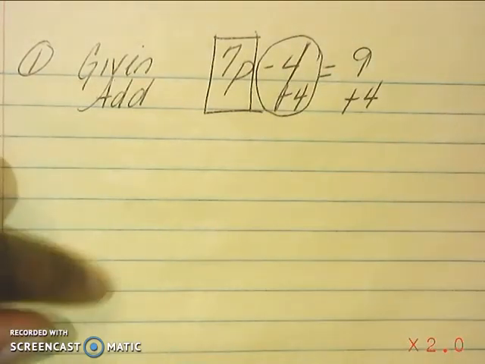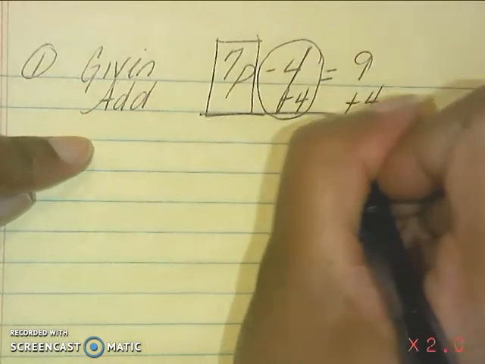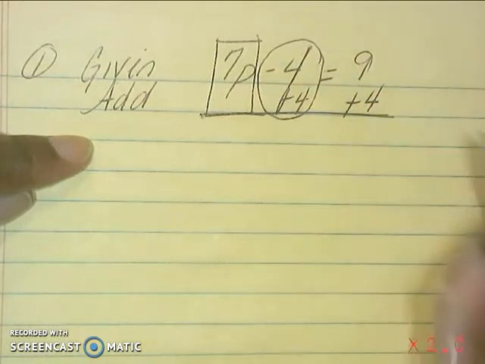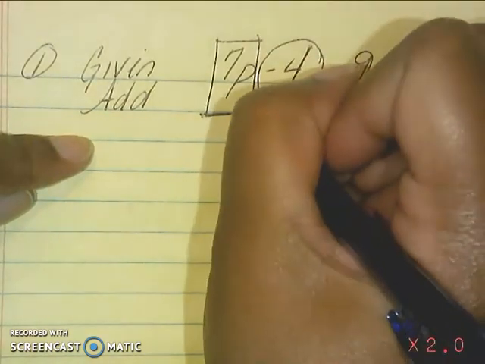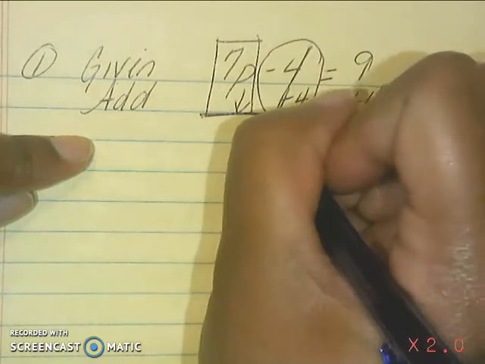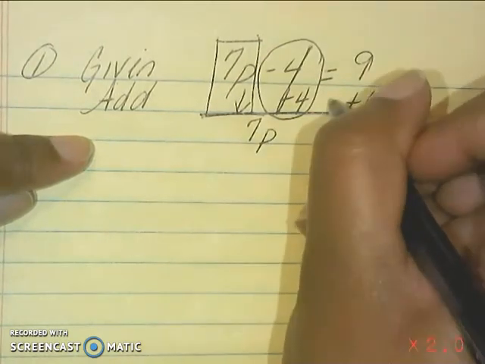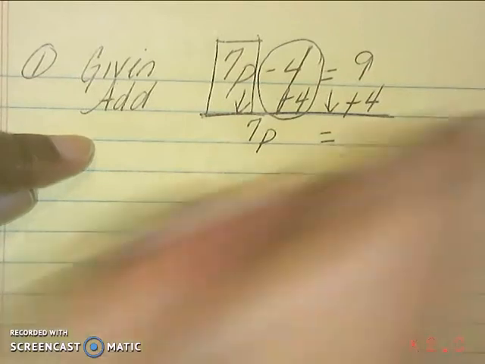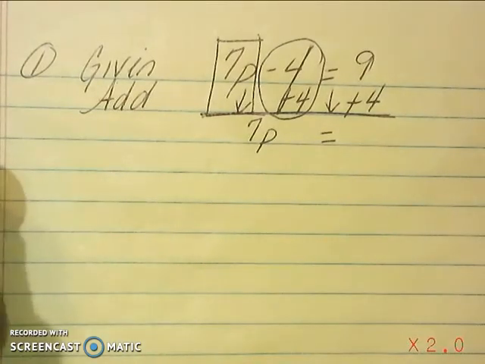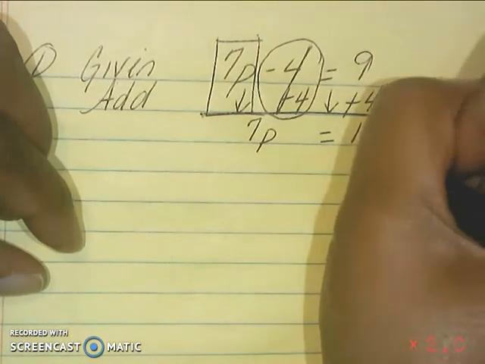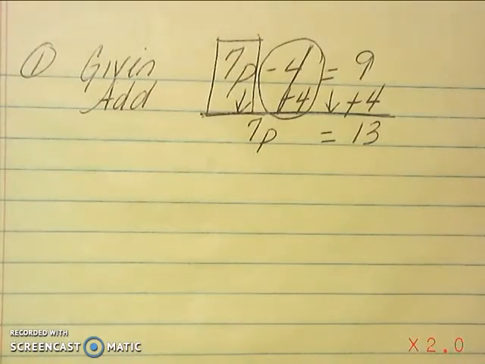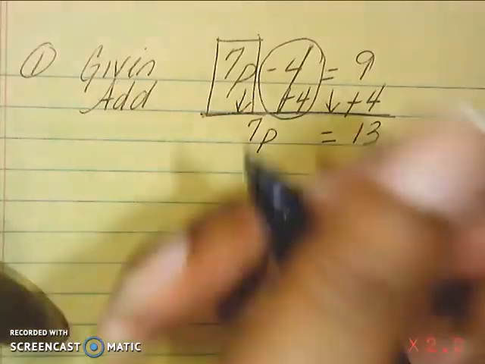And I want you to notice how I line things up. I expect you to line things up in the same manner. So 7p, I'm not doing anything with it. I'm going to drop it down, as well as the equal sign. 9 plus 4 is 13. And so I did my first step of my two-step equation, and this is going to be my second step.